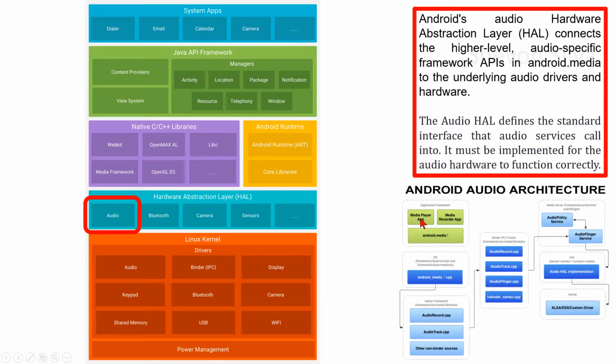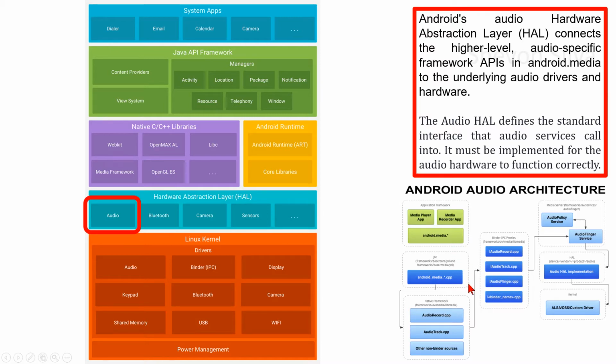Here you can see the Android audio architecture. This is the application framework. At the application framework level is the app code, which utilizes the android.media APIs to interact with the audio hardware. Internally, this code calls corresponding JNI glue classes to access the native code that interacts with the audio hardware.